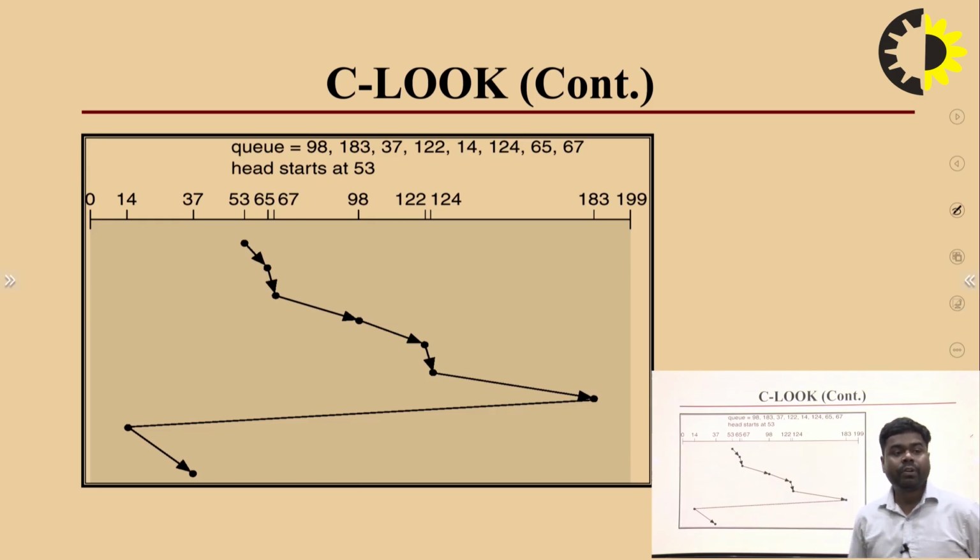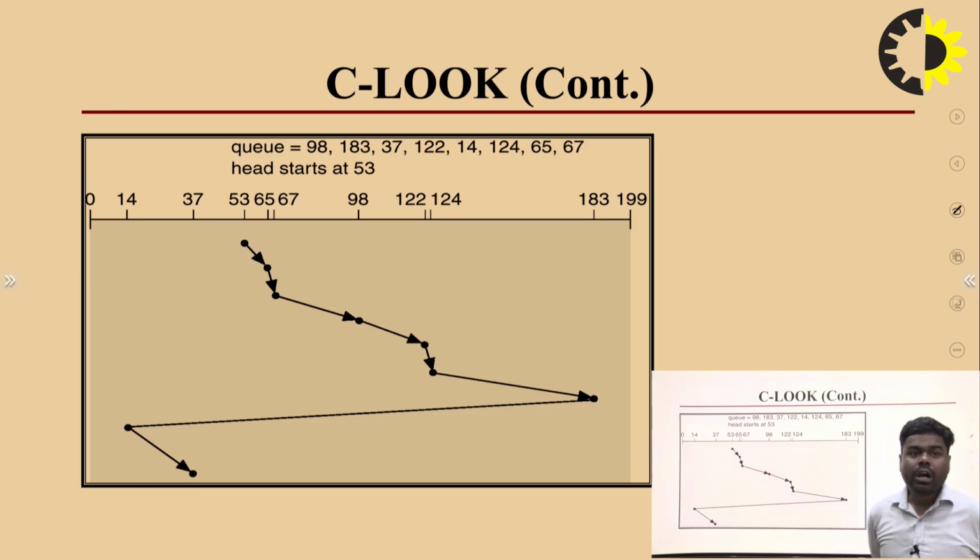So for C-LOOK, it is not going to the last part and the first part, the first end and the last end, that is 199 and 0. It is like a C-SCAN, and the C-LOOK is going to walk through this one, and for this you have to find the seek time: 183 minus 53, and at the last you have to find 183 minus 37. This is the seek time for C-LOOK. So for the seek time, we are going to calculate it.